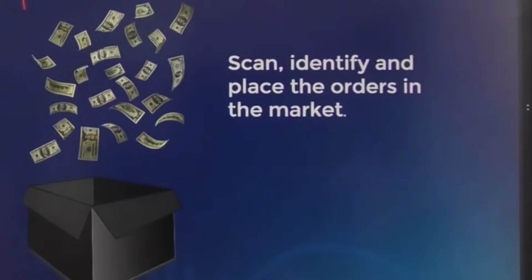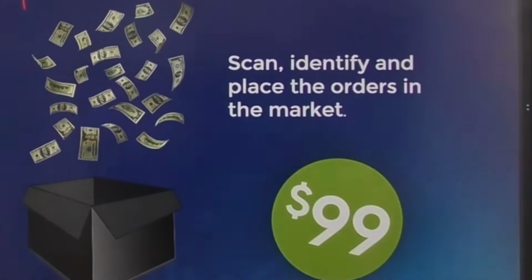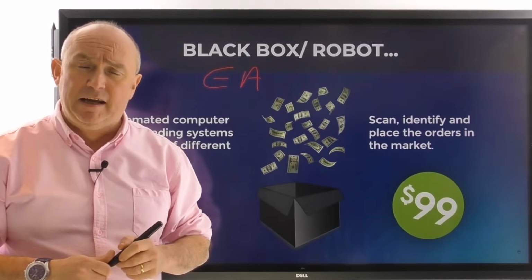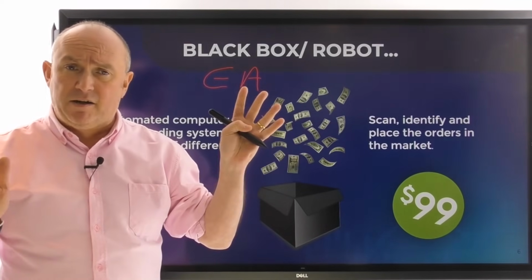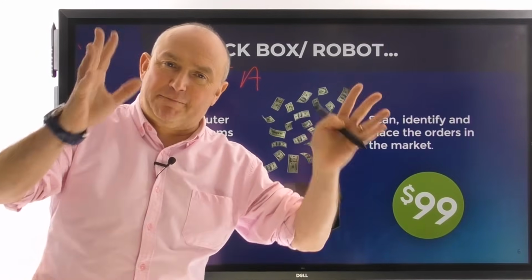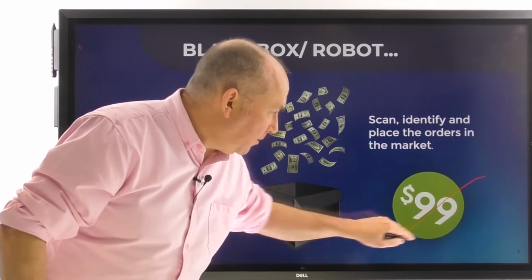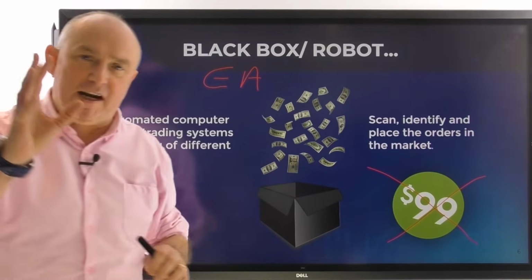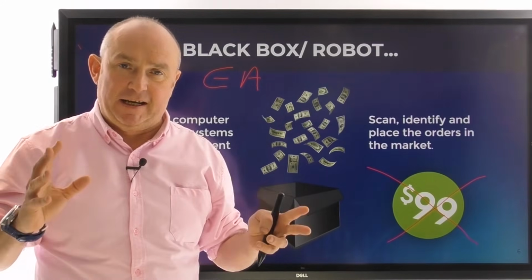You could be running these on your workstation, or on a VPS, and you just check every few days to see how the black box, the robot, or the expert advisor is working for you. And you can normally buy these for about $99. I've seen them all over the place, people selling their expert advisors for $99. If you see an expert advisor on sale for $99, I suggest you really think hard before you embark on buying it.